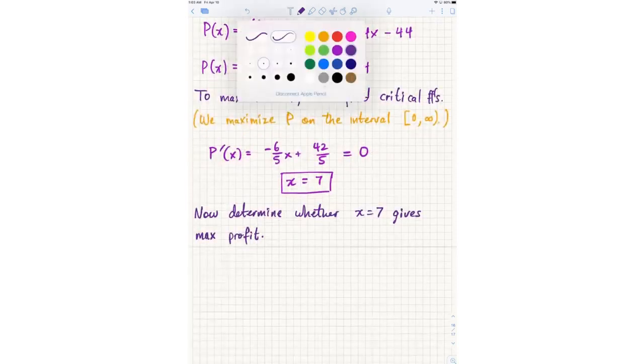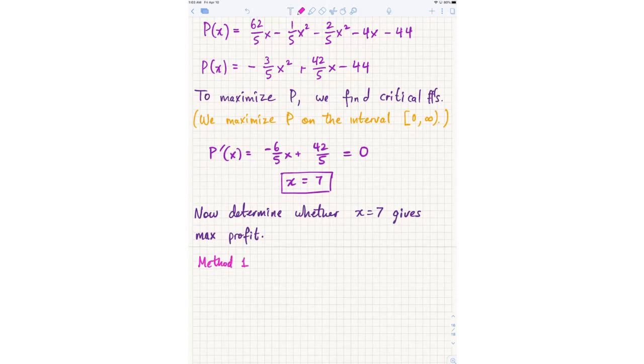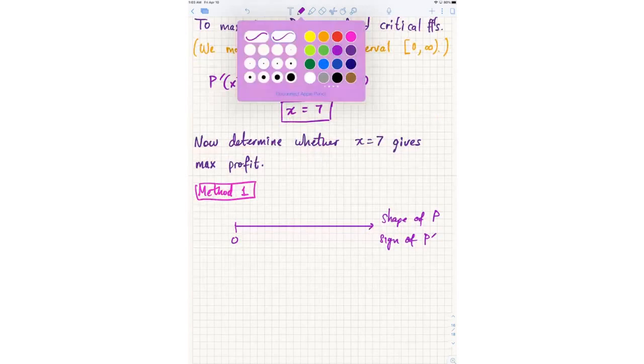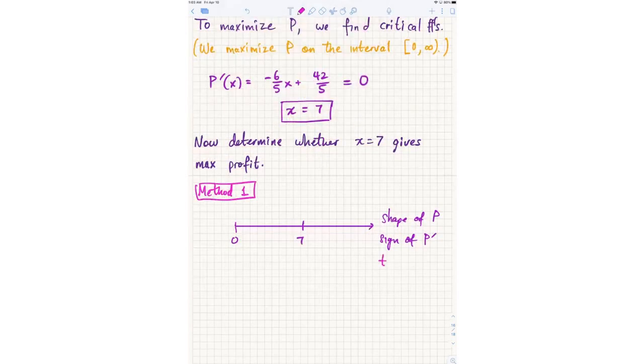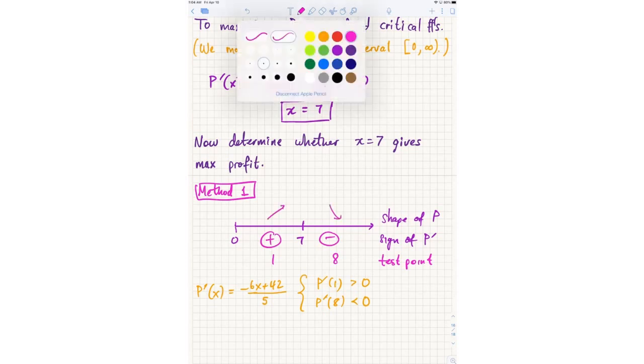Okay, so let's actually just review both methods. Method one, sign chart for P prime, shape of P. My critical number was 7. Test points, let's choose, say, 1 and 8. My profit derivative was negative 6x plus 42 all over 5. So substituting in 1 gives me a positive number, and substituting in, say, 8 gives me a negative number. Good. Or I can just use the second derivative.